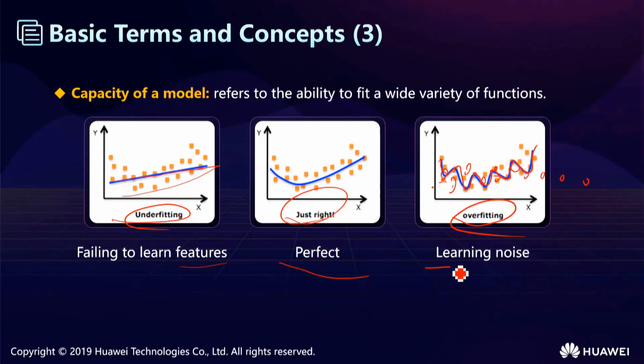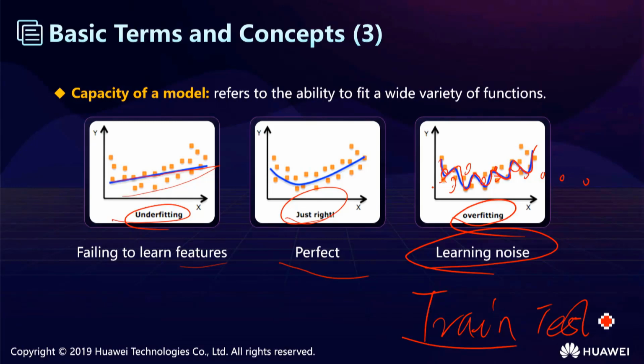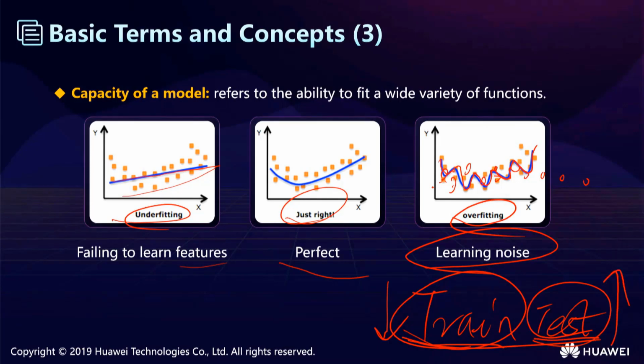The model learns too much noise and just focuses on the training set. It fits the training data, but for the test data it does not fit very well. So the training error is very small and the test error is very large. So this is about the error.